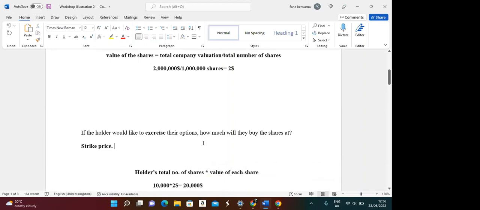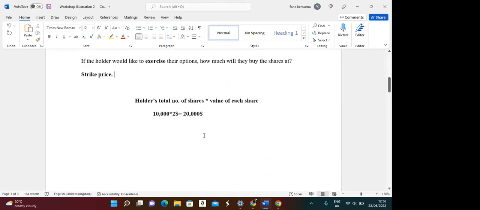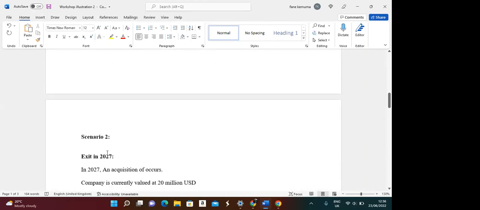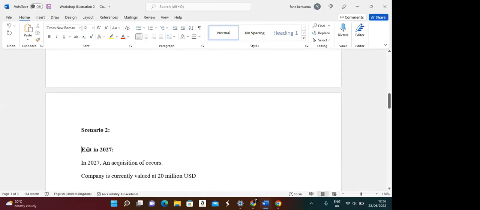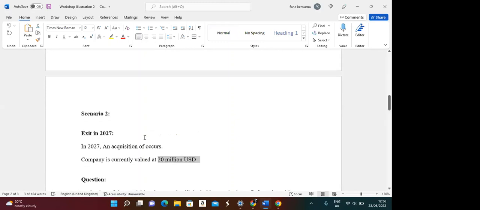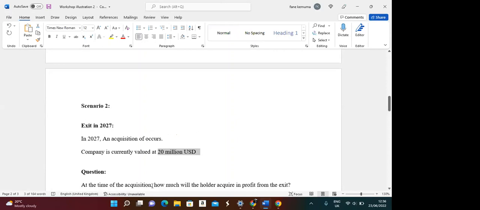So in an instance whereby an exit happens in this company, in this scenario we came up with an exit in 2027 in the form of an acquisition. The company does a valuation at this time, and it is valued at 20 million USD. And in the instance whereby we haven't increased the shareholding over time, we'll still stick to the value of 1 million. So the question here is, at the time of this acquisition in 2027, how much profit did this holder make from the exit?